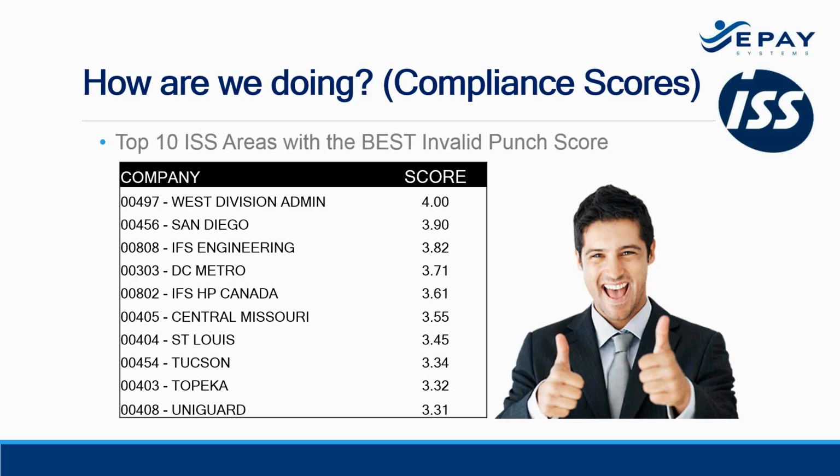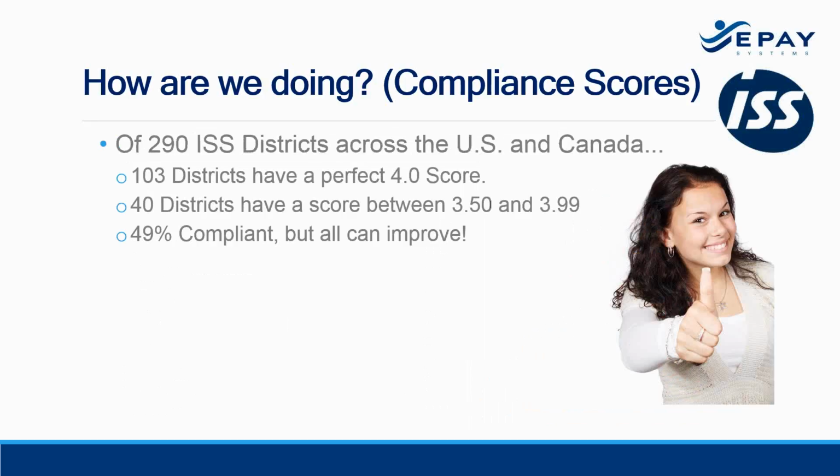Now, not to take away from anybody else, however, I will tell you here that of the 290 ISS districts that we have across the U.S. and Canada, 103 of those districts actually have a 4.0 score. So your ISS area or company may not have been a 4.0, but one of the districts in that particular company may have had indeed a 4.0. For the sake of time, I won't list all 103 districts, but 103 had a perfect score.